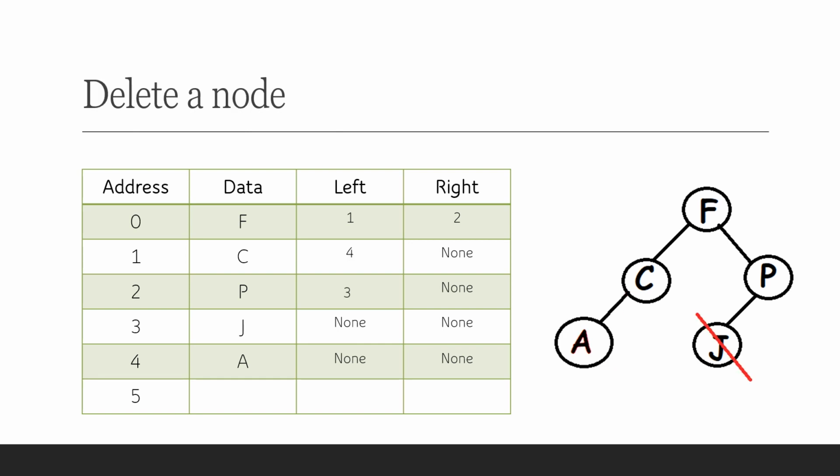Similarly, if we need to delete a node, let's say we need to delete J from the tree, all we do is we remove the pointer that pointed to it. So that's to the left of node P. Get rid of that and replace it with none. And now J is no longer part of the tree. It's still there in the array, but it's not part of the tree.